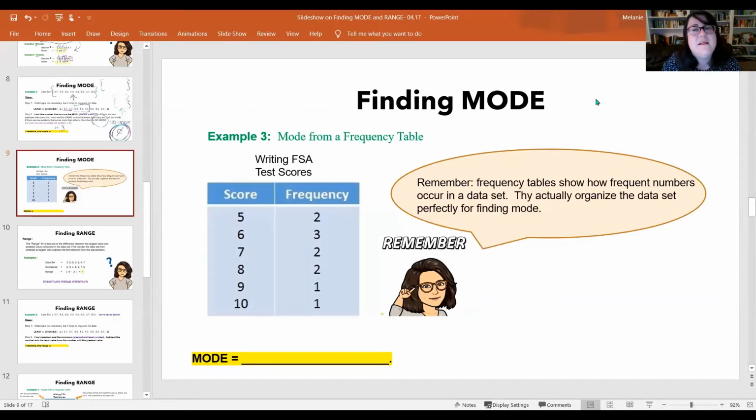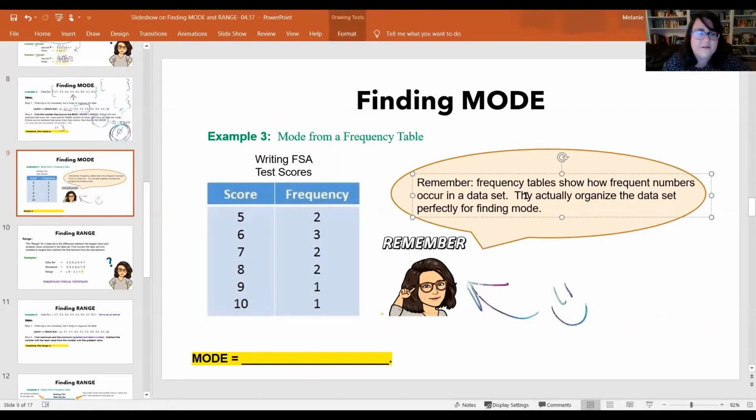All right, so let's look at this. This is a table, okay? So you could actually find the mode from a frequency table instead of just getting a list of numbers. This is a little bit of something that you should have learned in 5th grade. You should have learned what a frequency table is. So here I am reminding you, boom. Reminder, frequency tables show how frequent the numbers in the data set occur. Little mistake, let me fix this. They actually organize the data set perfectly for finding mode though, so it's kind of cool.